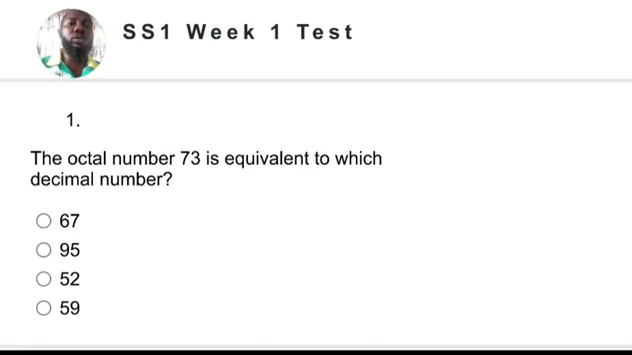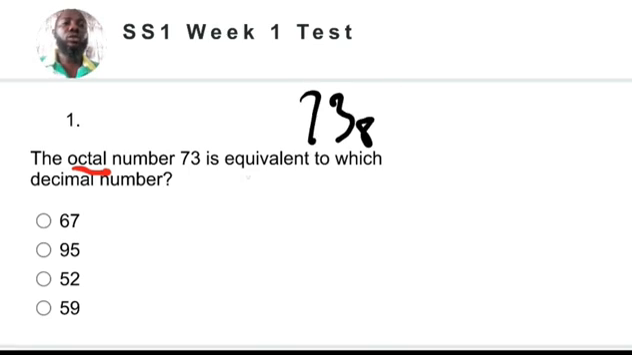So the first question is asking us to change the octal number. When you hear the word octal here, what is it referring to? Base 8. So this means that this question is on base 8. We're going to change this 73 base 8 to decimal, and decimal as well is base 10. You call it decimal, you call it base 10, or you call it denary. Yes, denary. So how do we do this?